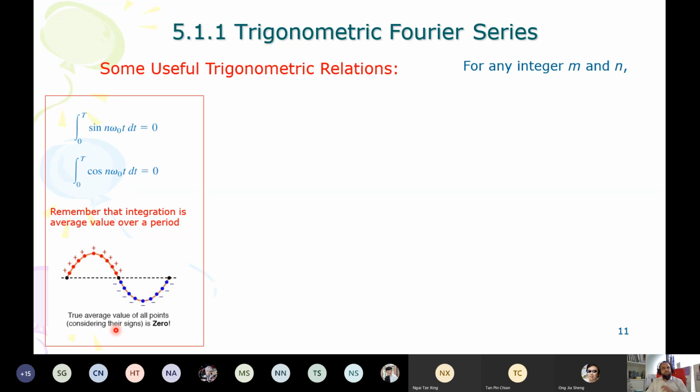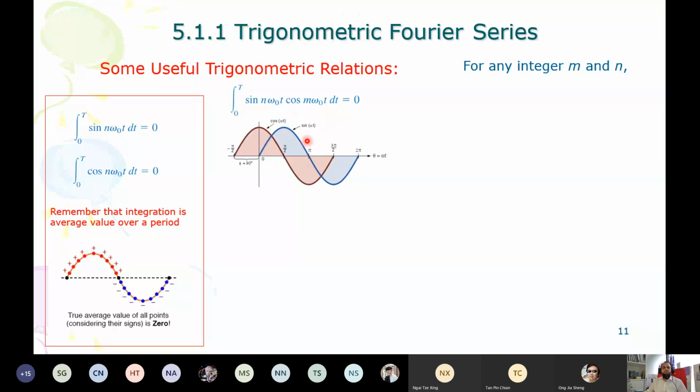This is like two actually, not one. Then if it is sine and cosine multiplied, it will also result in zero over one period. So it's something like this: this is a sine and this is a cosine. If they're multiplied, they will eventually have some positive values and some negative values. They will cancel each other. So this is also zero.